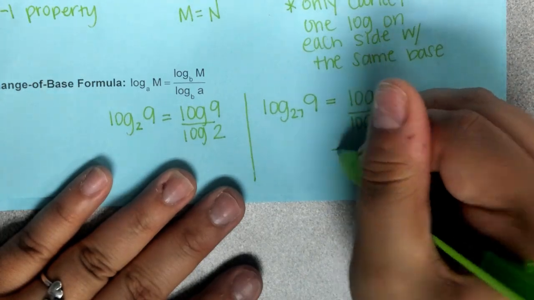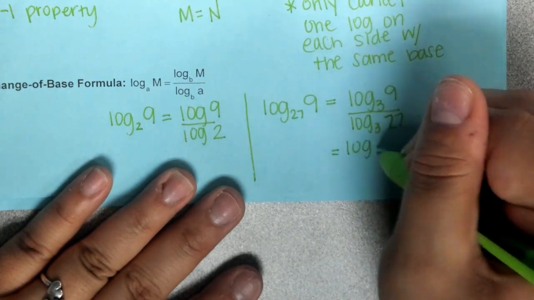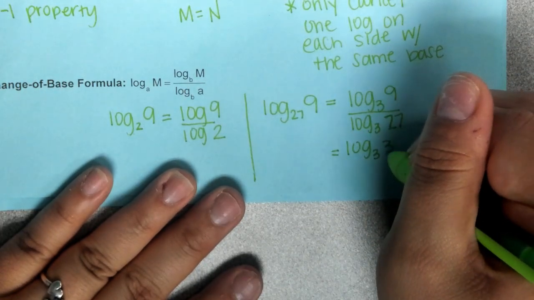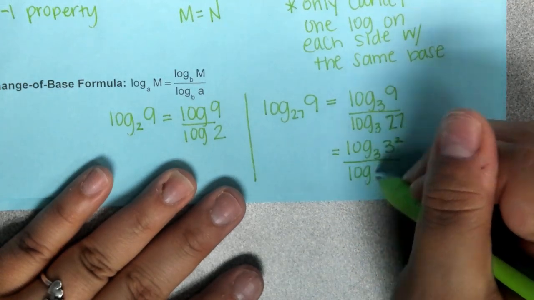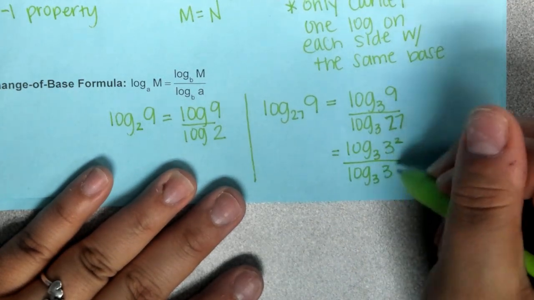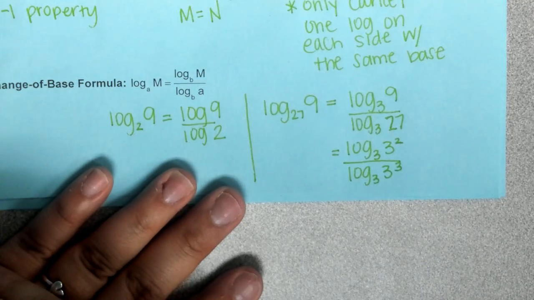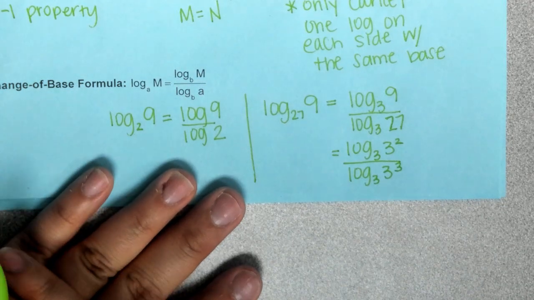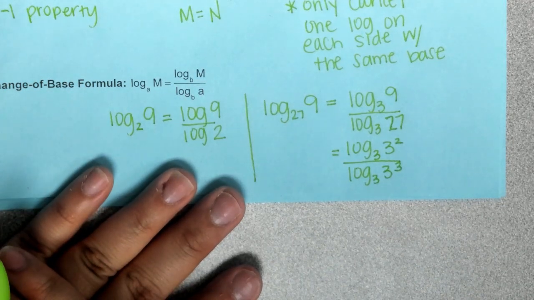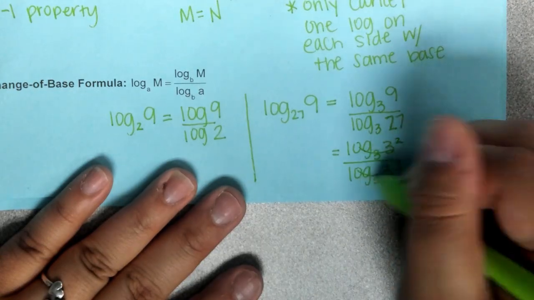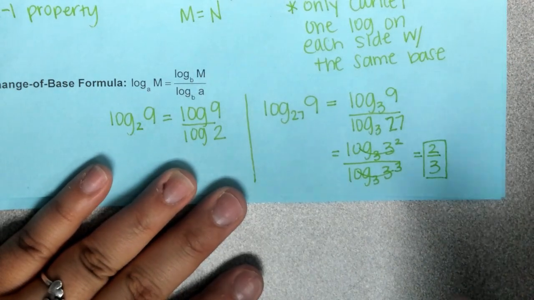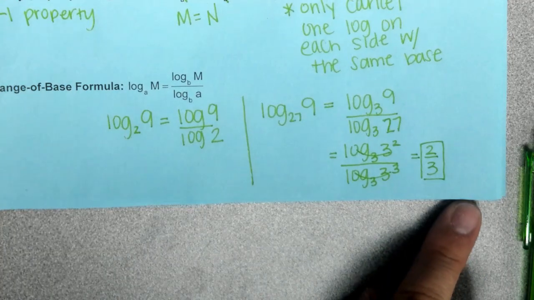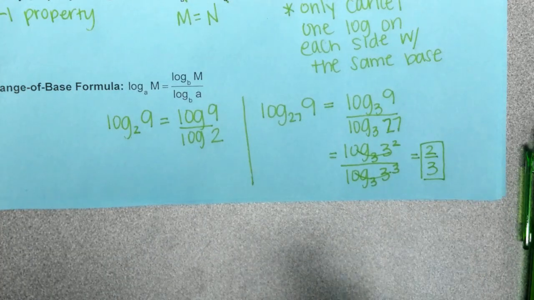Now, I can rewrite this, the log base 3 of 3 squared over the log base 3 of 3 cubed. And what can you do? And it equals 2/3. And if you look at the paper we did yesterday, example 1, number D, we got 2/3.